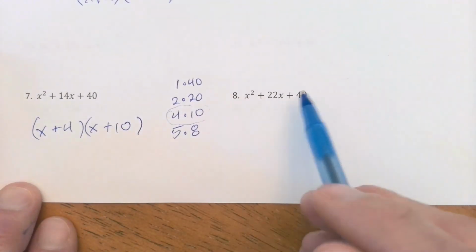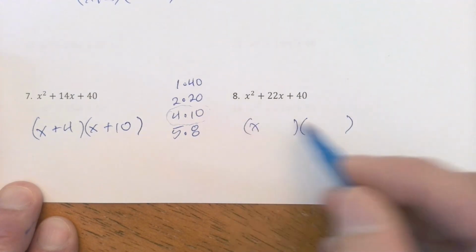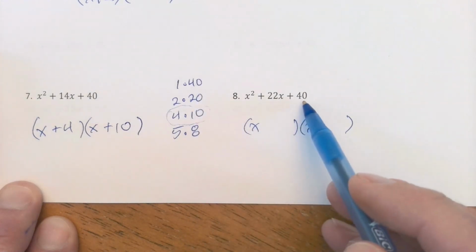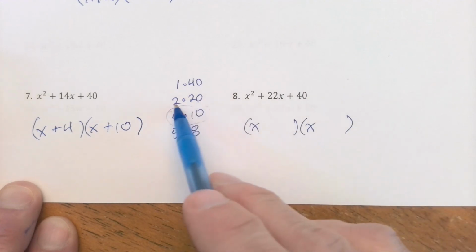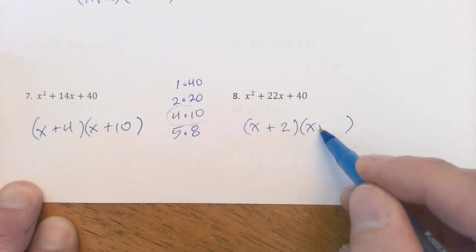A different combination is useful for this problem. If you want to factor this, you're going to go x and x, pick out a combination that multiplies to make 40. But it also has to add to make 22. And that is 2 plus 20. So, put plus 2 here, plus 20 there.